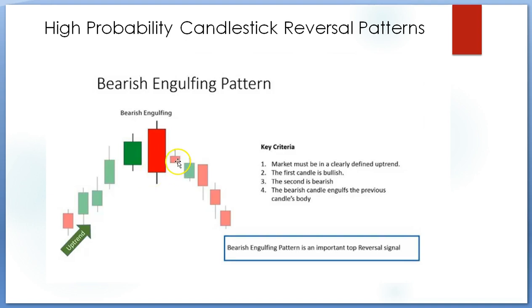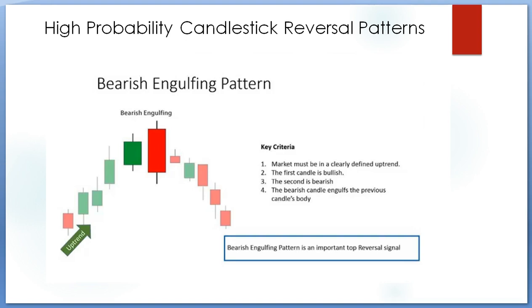We just go ahead and get short with a stop above the previous high, and we look for a reversal because the momentum has changed. It shows the sellers are in control, the bears are in control, and so we want to ride that move down when we see a bearish engulfing.